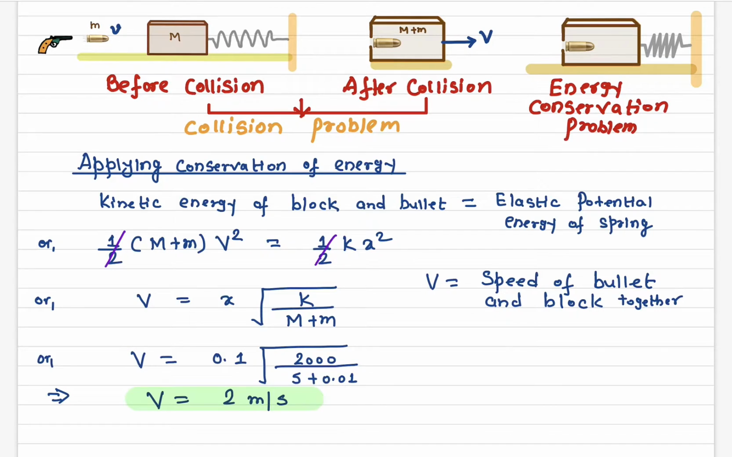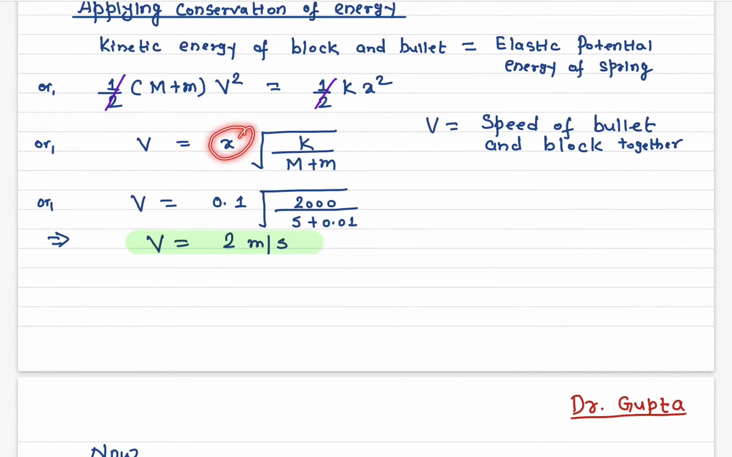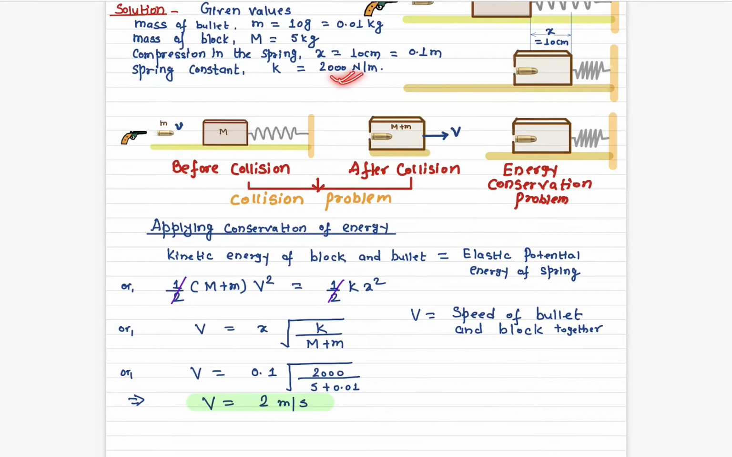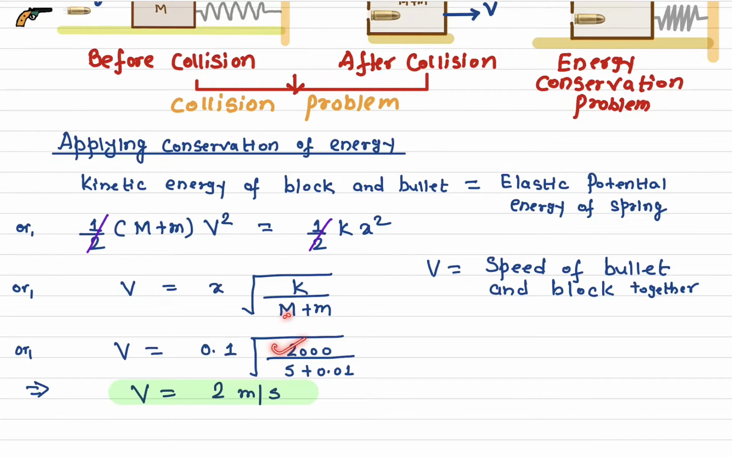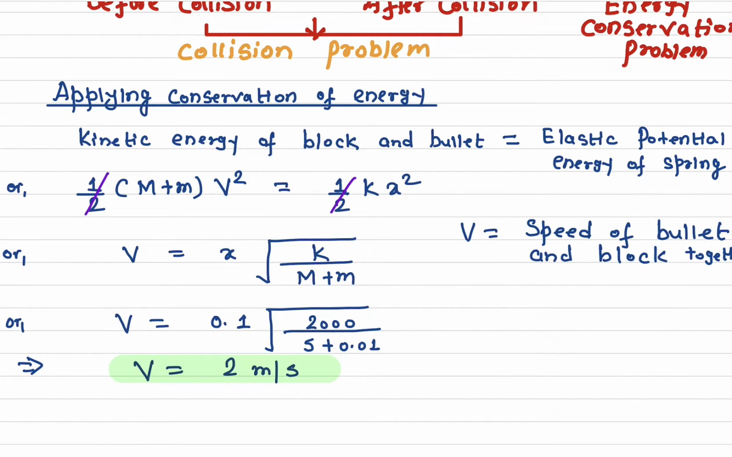The half cancels out, so we can solve for the v. If you solve for v, then you will have k over M plus m in the square root, times x. We know now all the variables here. X, the compression in the spring, is given as 10 centimeter, so we change the 10 centimeter to meter, which is 0.1 meter. The k value, the spring constant, is again given, which is 200 Newton per meter. The mass of the block is also given, 5 kilogram, and then the mass of the bullet, which is 10 gram, we need to change into kilogram, which will be 0.01 kilogram.